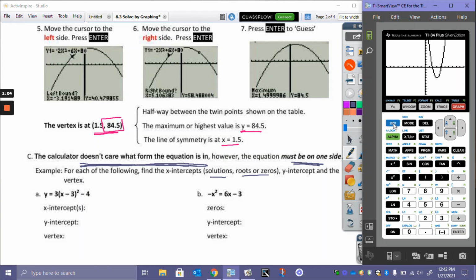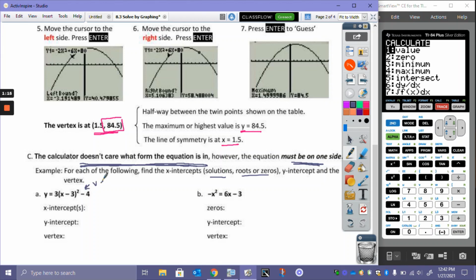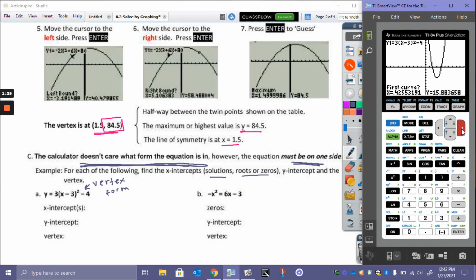So now we can go to second trace, and notice it's asking for the x-intercepts. So the fact that it's x-intercepts means that we are looking for ordered pairs. I want to mention that this is vertex form. Vertex form is going to be apparent by parentheses squared. Right, so come over to intersect, and let's find our first x-intercept.